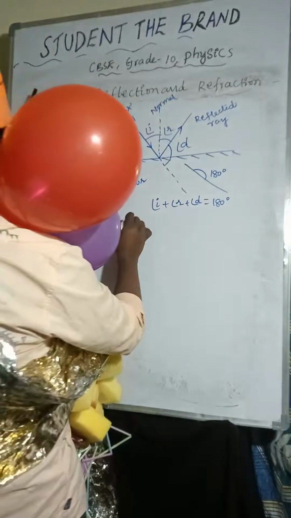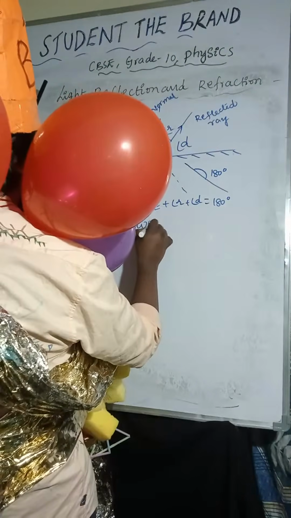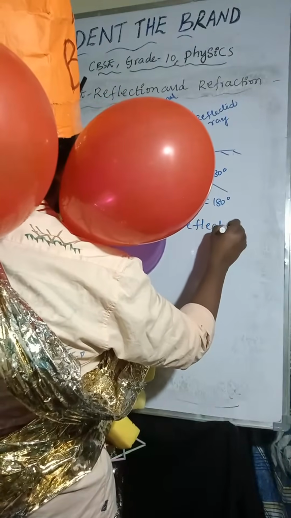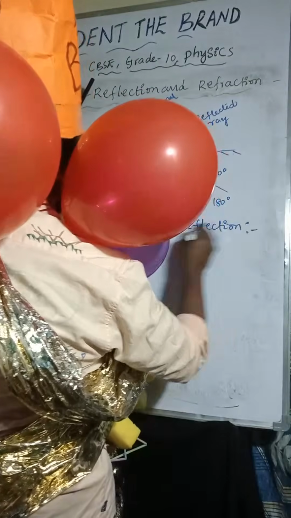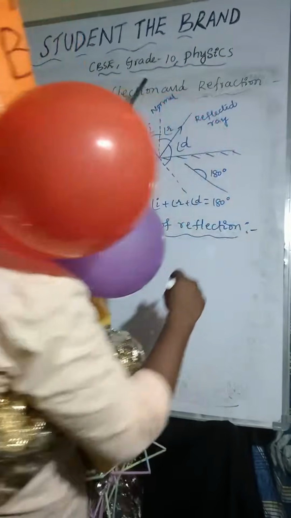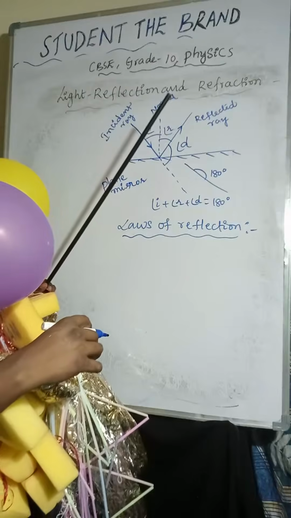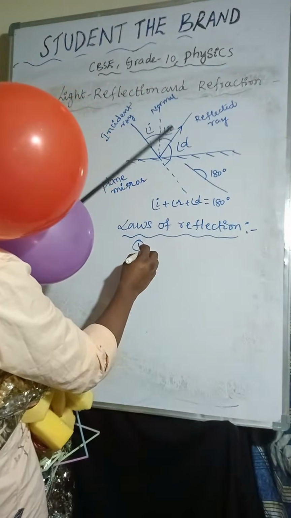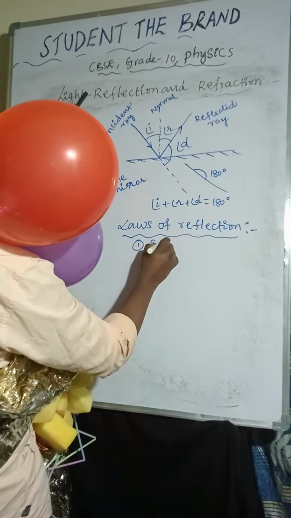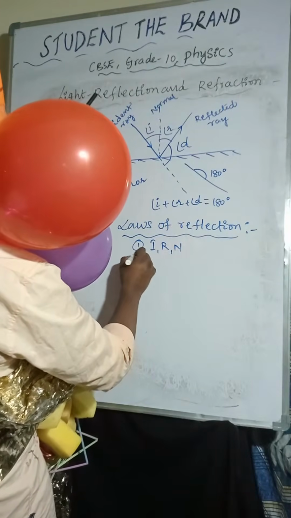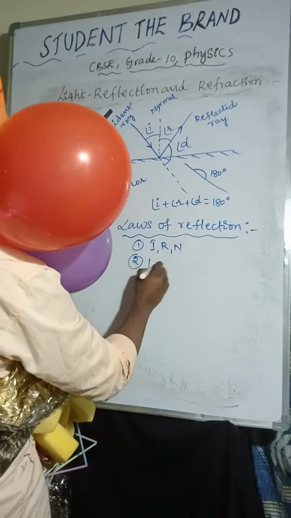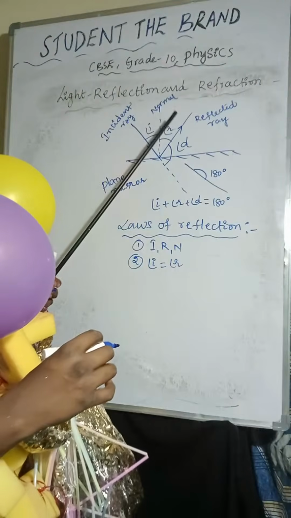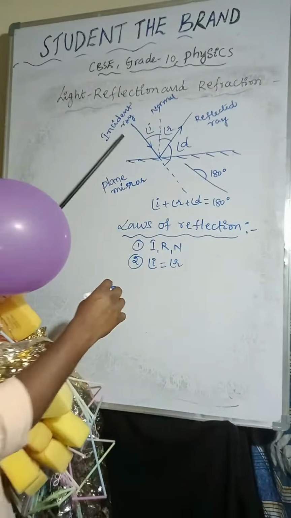So from the laws of reflection, you can observe here. The first point: the incident ray, reflected ray, and normal line lie on the same plane. The second: angle of incidence is equal to angle of reflection.